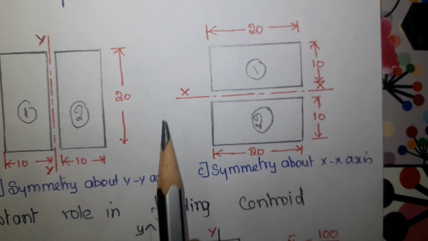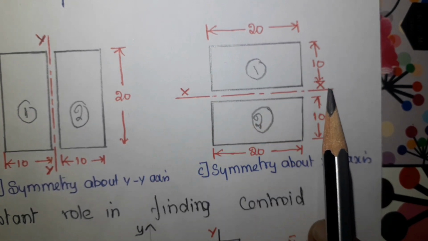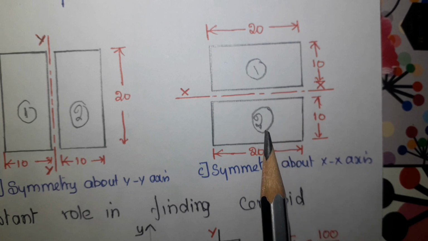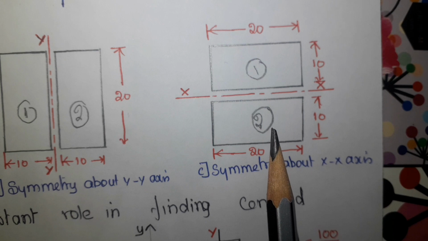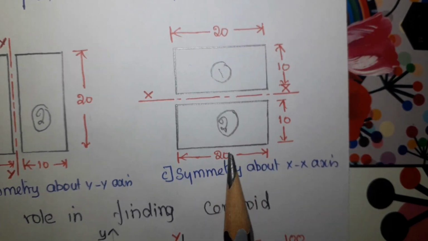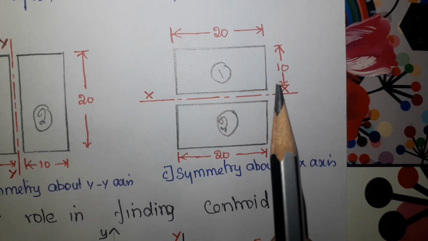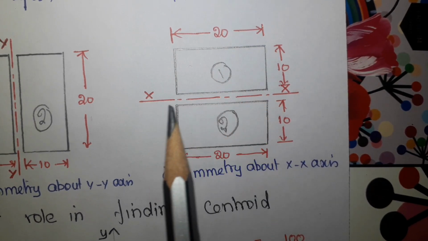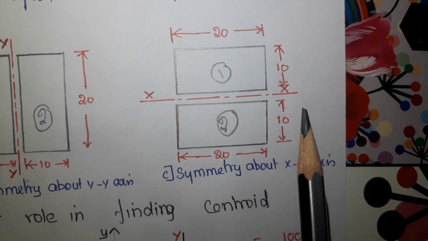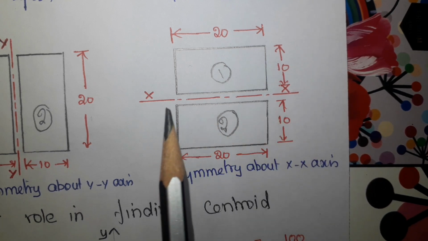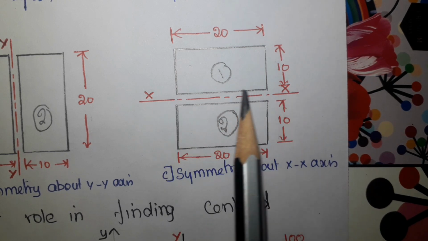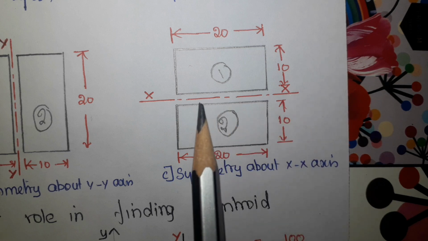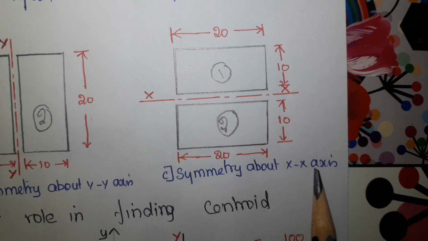Similarly, the same plane is cut by the x axis into two parts, 1 and 2. Now if you look closely, these two parts are symmetrical with each other. That means here it is a rectangle, here also a rectangle, and if you look at the dimension, here it is 20 by 10, here also it is 20 by 10. So these two parts are axisymmetric with respect to the x axis. Now you can easily locate the centroid, because the centroid will lie only on this axis. So it is symmetrical about the x axis.